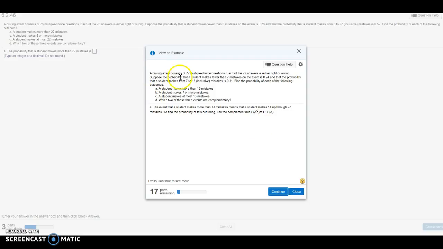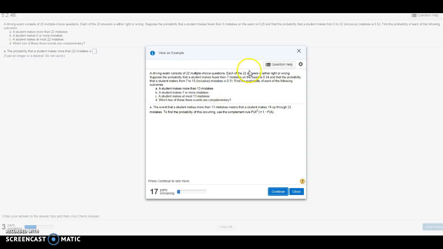A driving exam consists of 22 multiple choice questions. Each is either right or wrong. The probability that a student makes fewer than 7 mistakes is 0.24, and the probability that a student makes from 7 to 13 is 0.31. So I want to find the probability a student makes more than 13 mistakes.